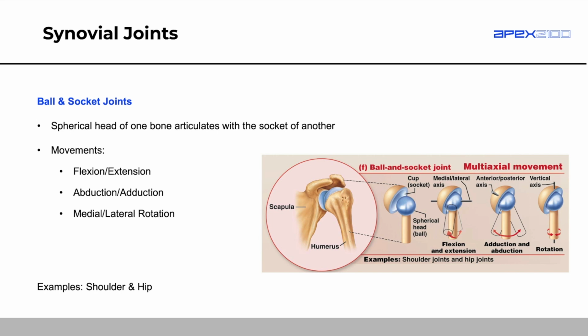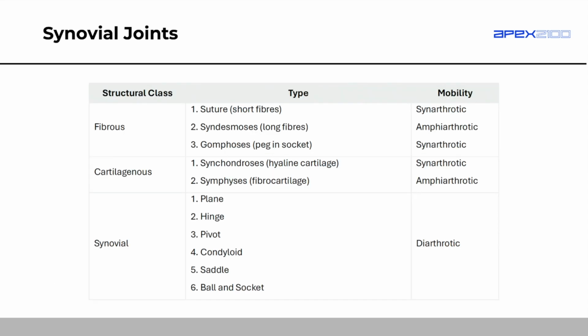And then finally, we've got our ball and socket joints. So our ball and socket joints are just like condyloid joints, but instead of an oval, it's a circle, which allows for rotation. And you can see there, we've got the same movements: flexion, extension, abduction and adduction, and medial and lateral rotation. So it can turn around in itself in a circle. Examples are our shoulder and our hip. Those are our two big ball and socket joints, the shoulder and the hip.